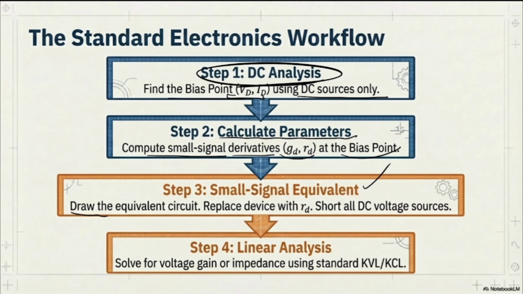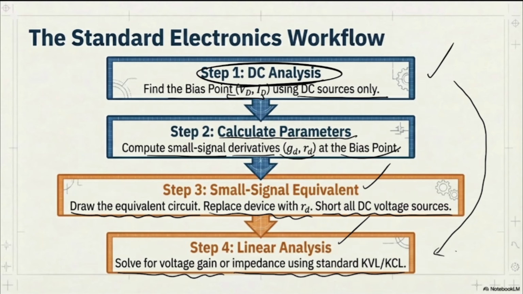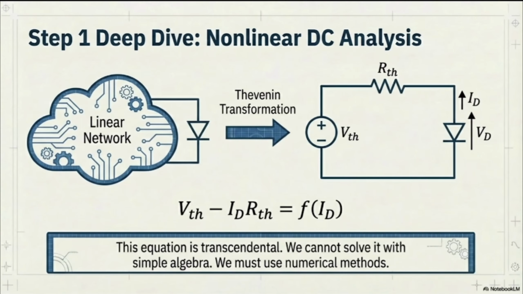So draw the equivalent circuit, replace the device with R_D, and short all of those DC voltage sources. And the final step is the linear analysis. It means that right now we can solve for the voltage gain or find the impedance using the standard KVL and KCL. As you just saw, we went from the nonlinear condition to the linear condition, and actually we can use all of the laws that we already know.